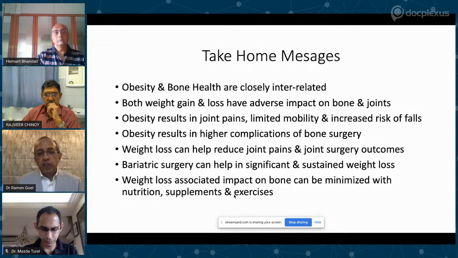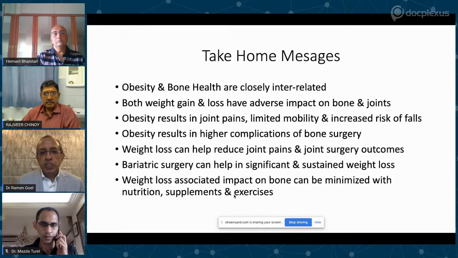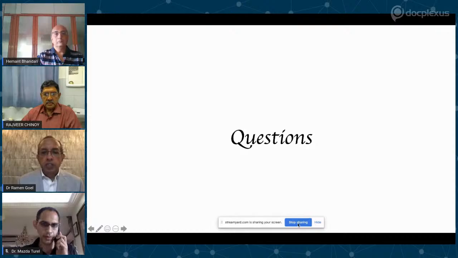So when we are talking of weight loss, we are not talking that surgery can be avoided. Surgery outcomes will improve. Bariatric surgery can help in significant and sustained weight loss. And weight loss associated impact on bone can be minimized with adequate nutrition, supplements, and exercises. So I think I'll stop sharing this. And before we take questions, may I ask my panelists to quickly, in a minute each, give a message to the viewers, the doctors, and some of the patients, general public, about their health. So starting with Dr. Chinoy.